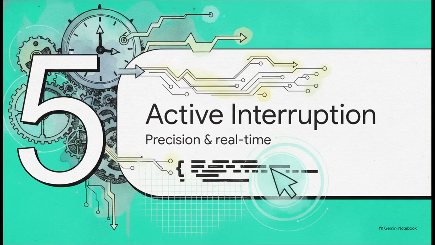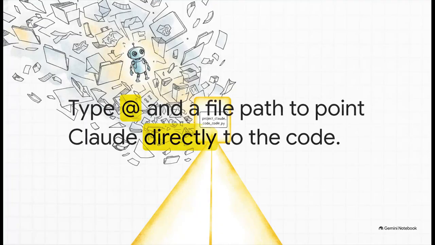All right, Section 5, Active Interruption and Detours, Getting Precision and Real-Time Control. Stop making Claude play hide and seek. Seriously, if you just let it loose in your repository without directions, it's going to waste dozens of steps and thousands of tokens searching for the right files. Instead, use precision targeting. By simply typing the @ symbol, followed by a file or directory path, you point Claude exactly where it needs to go. This stops the costly search party and gets the AI writing code immediately.